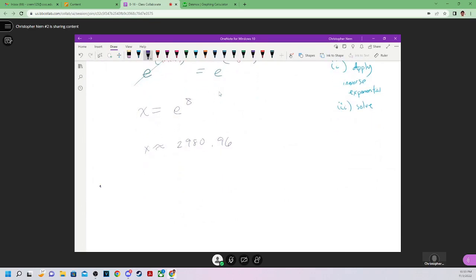Let's say I have something along the lines of log of x squared plus 1 right here. Let me use a different one. Let's use log of x minus 2 plus log of x minus 3. And let's just set that equal to log of x squared plus 1.